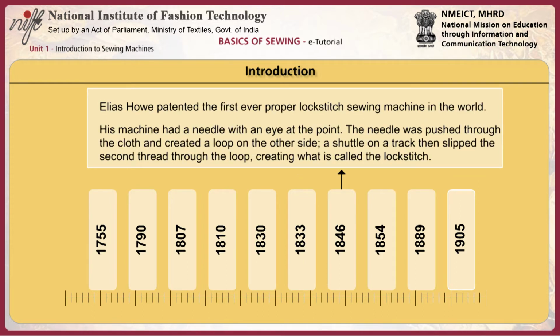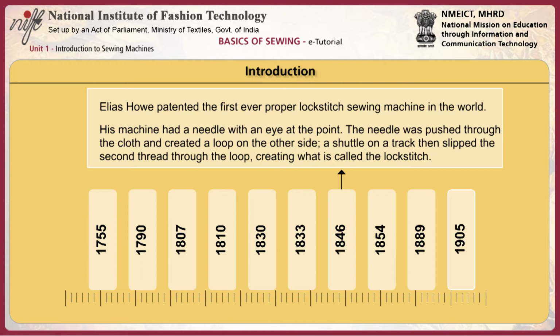In 1846, Elias Howe patented the first ever proper lock stitch sewing machine in the world. Elias Howe's machine had a needle with an eye at the point. The needle was pushed through the cloth and created a loop on the other side.